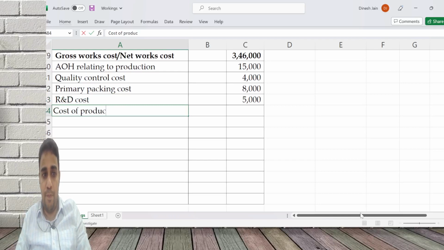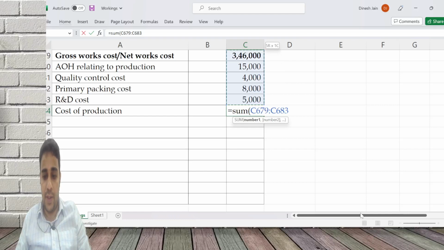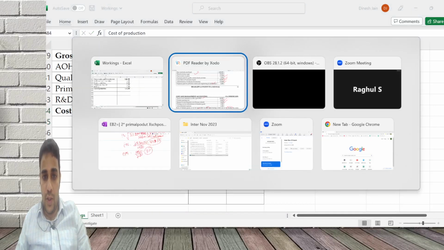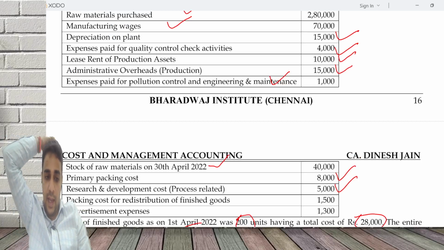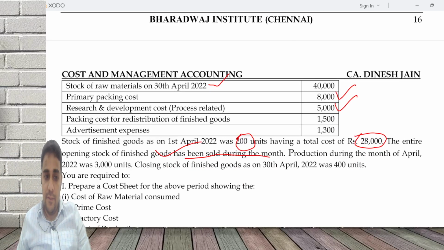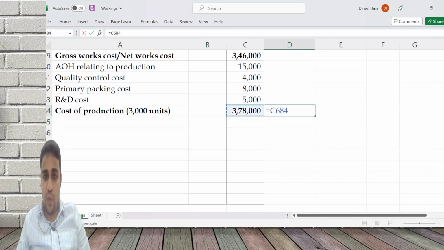Cost of production, 3,78,000. COP is 3,78,000, which is for 3,000 units. This number is critical. 3,000 units means 1 unit is 126 rupees.